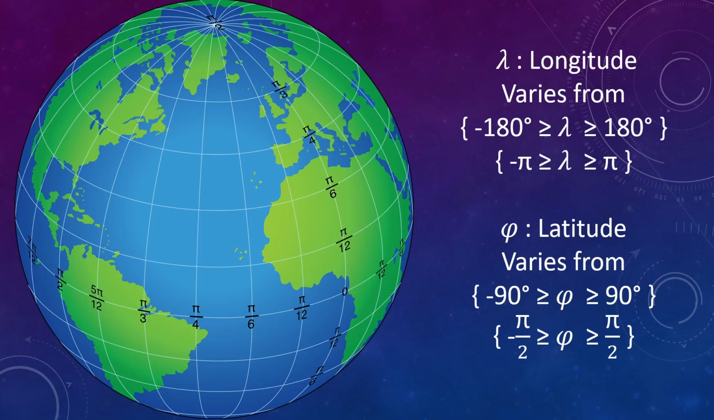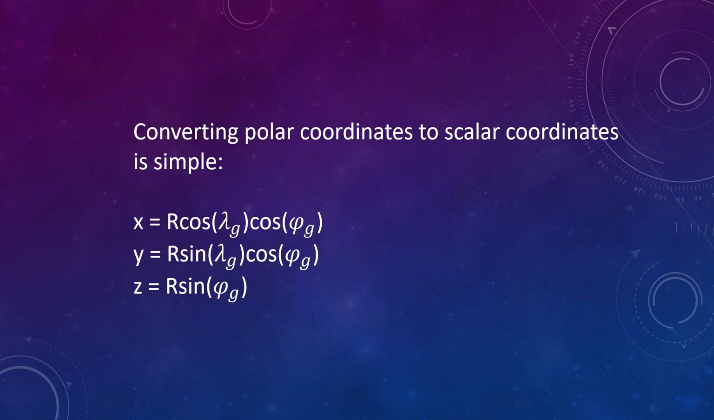Latitudes and longitudes will vary from these values, but for the rest of the video, we are going to be using radians. One simple way to convert polar coordinates into scalar coordinates in 3D spherical geometry is using this substitution.